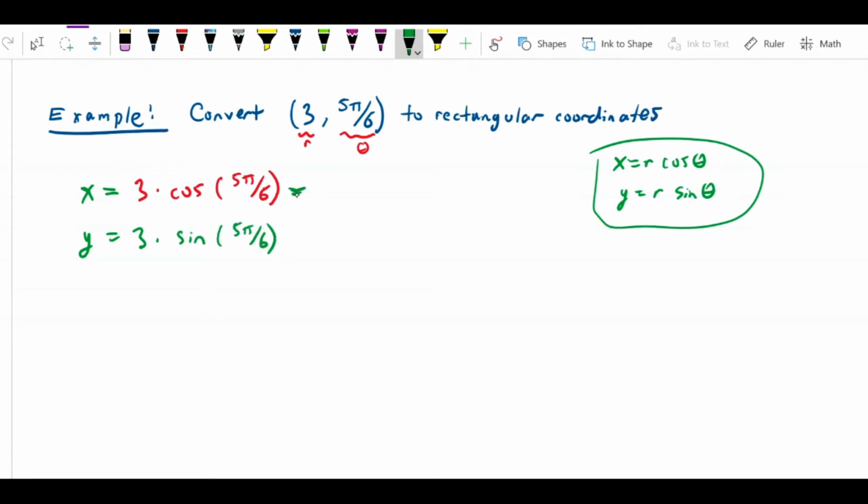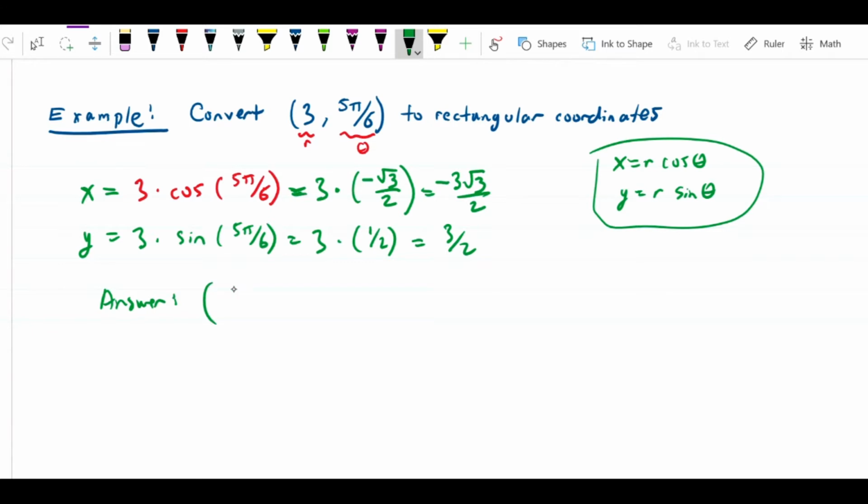So this is going to equal 3 times cosine of 5 pi over 6, which is negative root 3 over 2. And sine of 5 pi over 6 is 1 half. So x is going to equal negative 3 root 3 over 2, and y is going to equal 3 halves. So the answer is negative 3 root 3 over 2 and 3 halves. And we can kind of see where this would be if we graphed it.